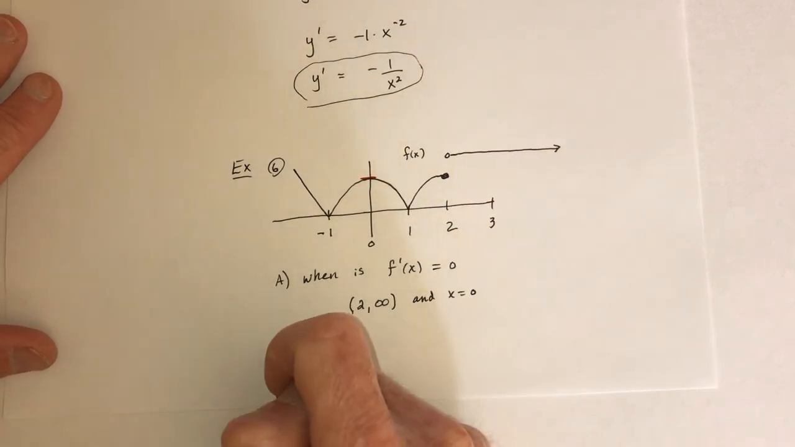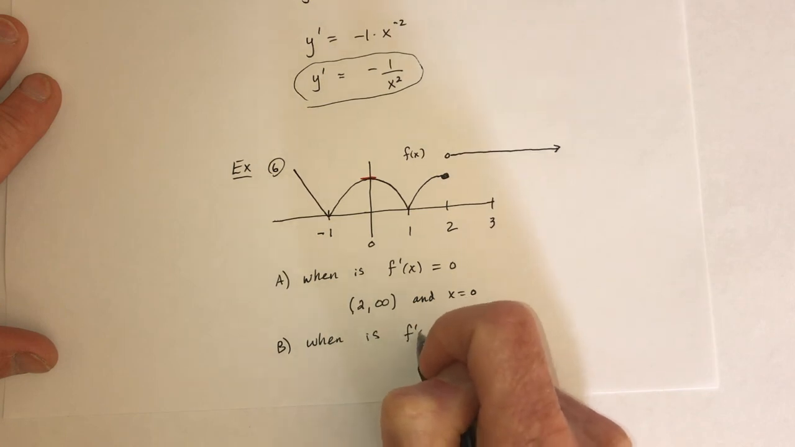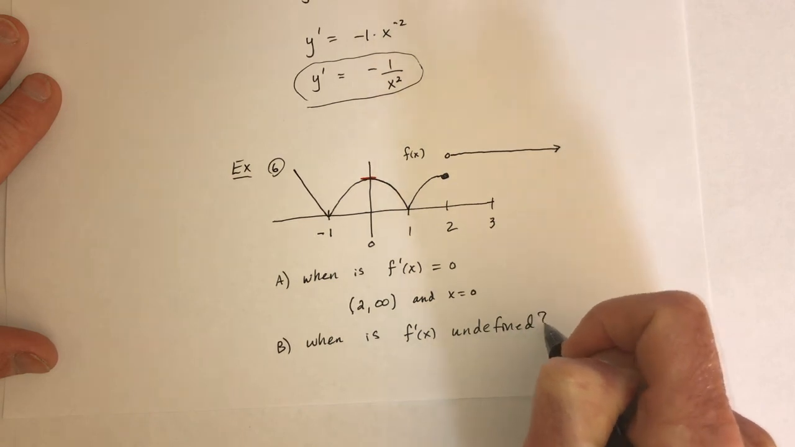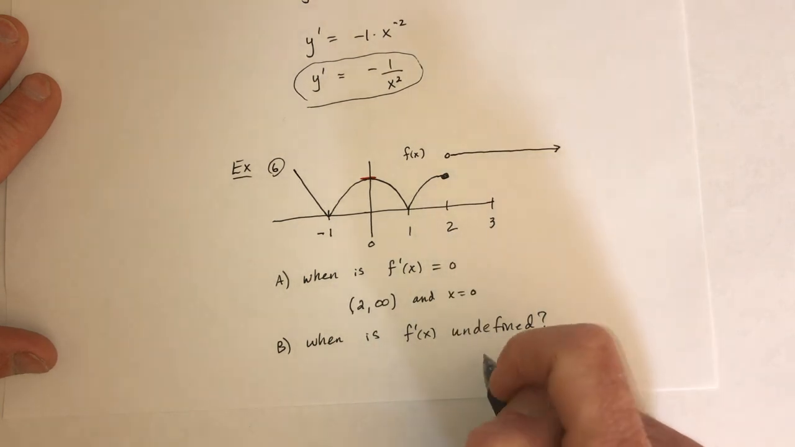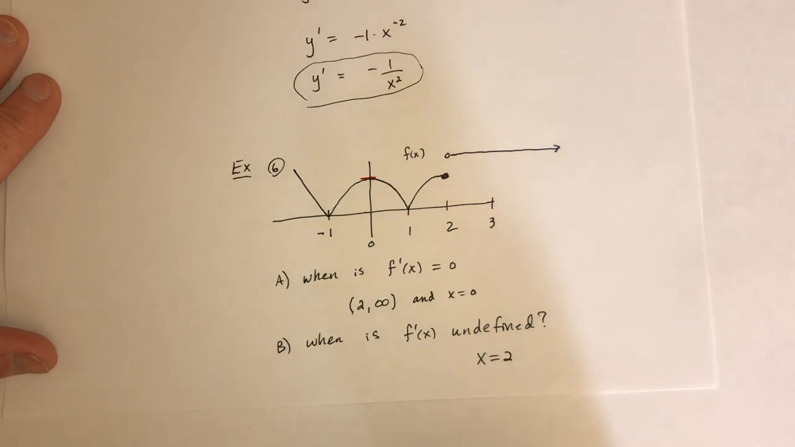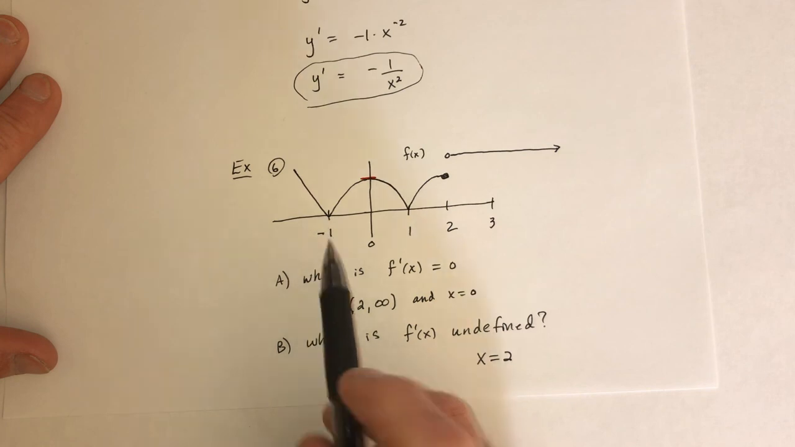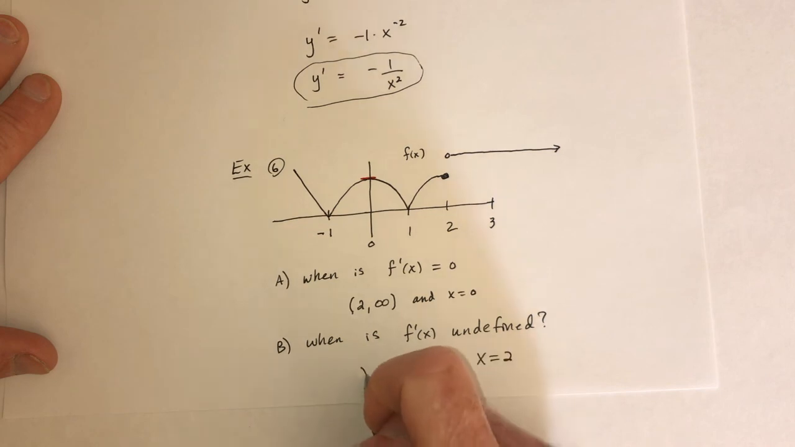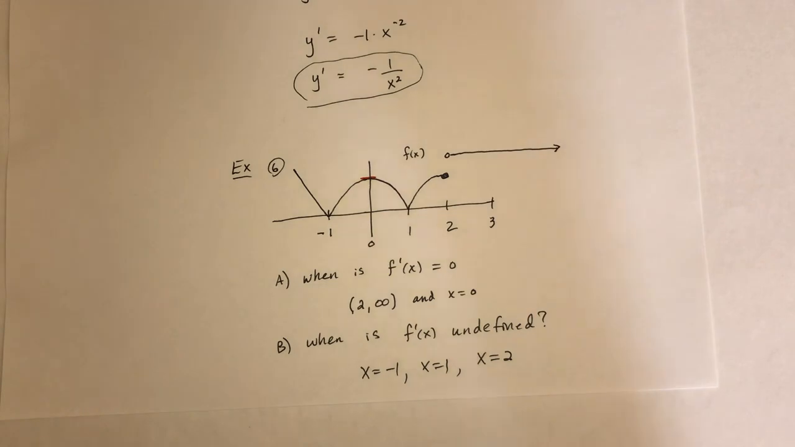And then for the last part, when is the derivative undefined? So when the function is not continuous, the derivative does not exist. That means x equals 2, that's going to be one of the answers. Also, if there's a cusp or a sharp point, the derivative does not exist. So at x equals 1 and also x equals -1, the derivative does not exist. And that's it for section 3.1.